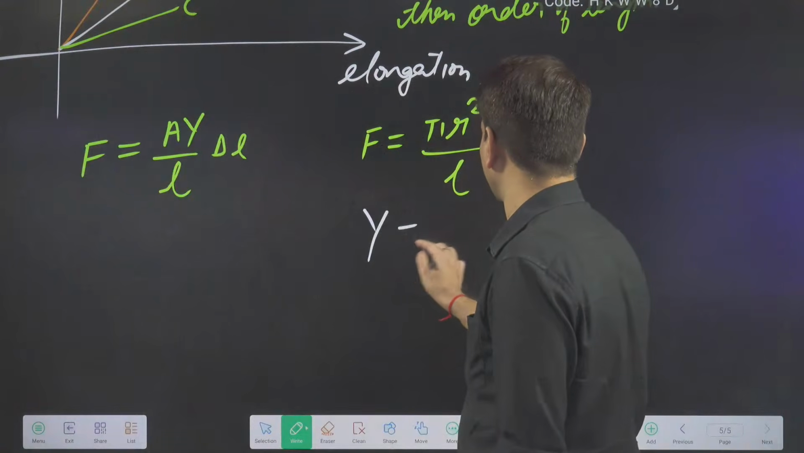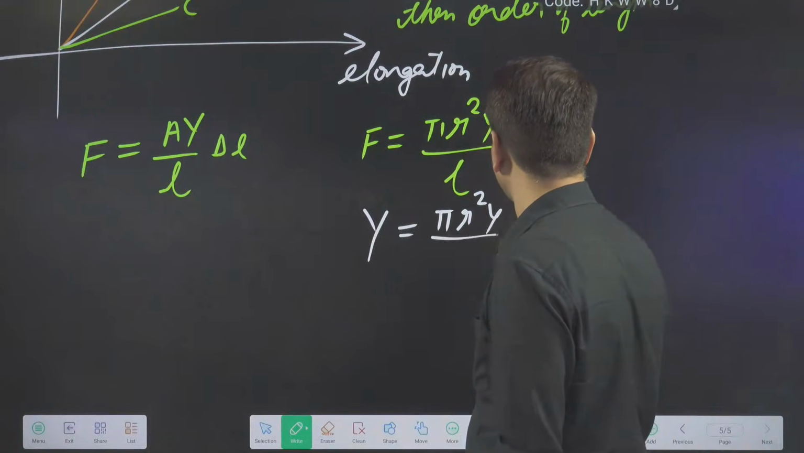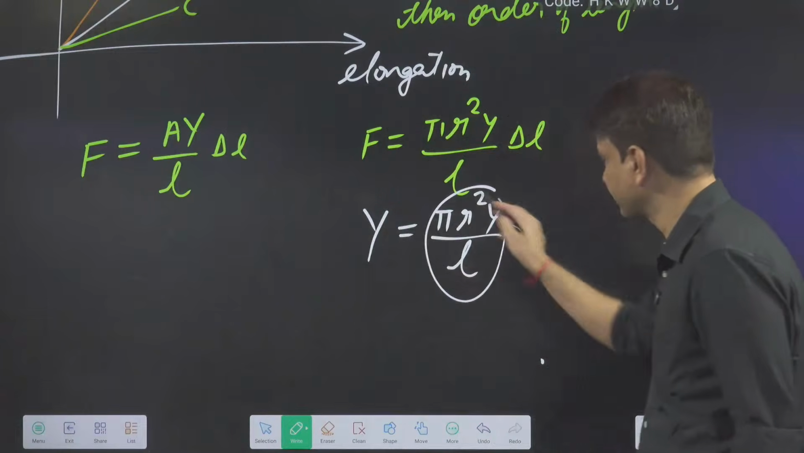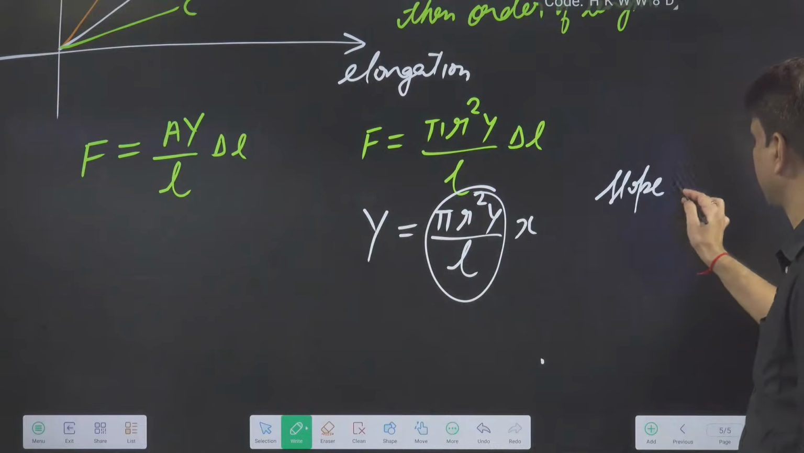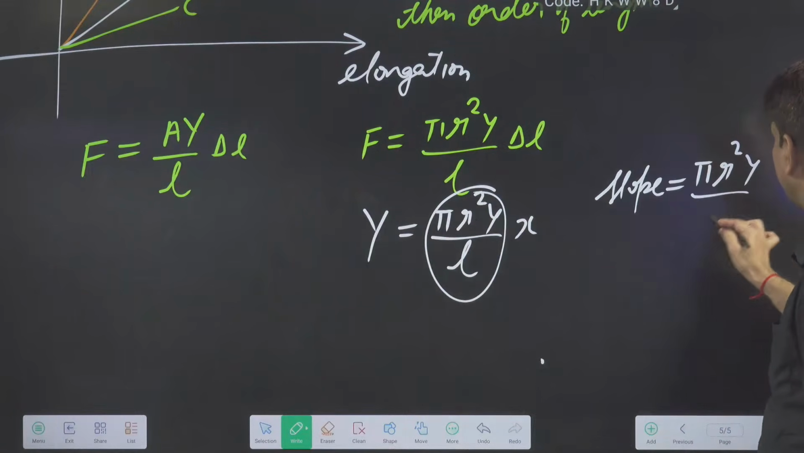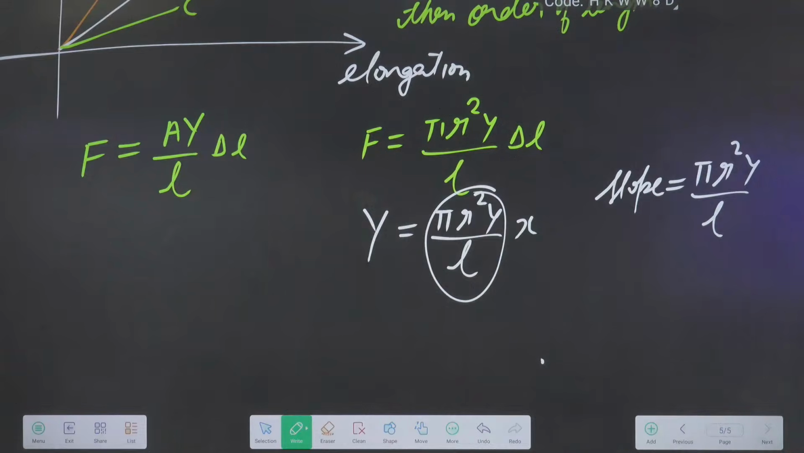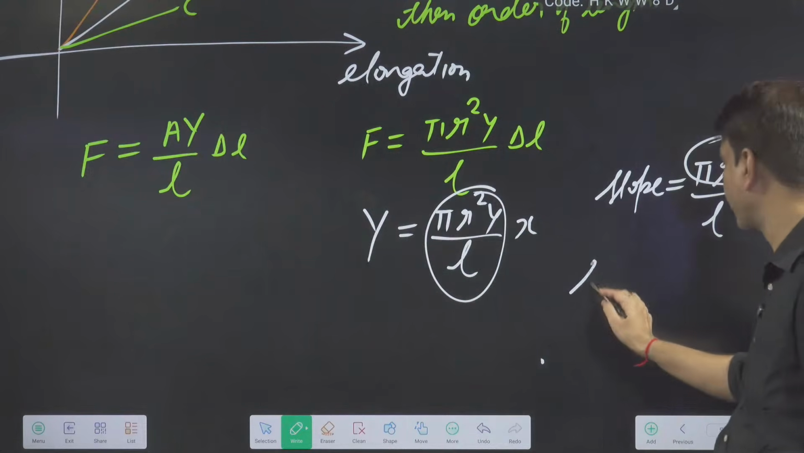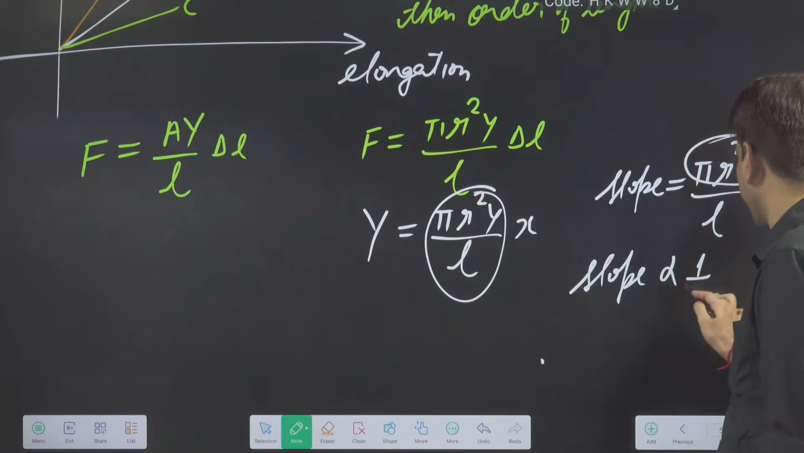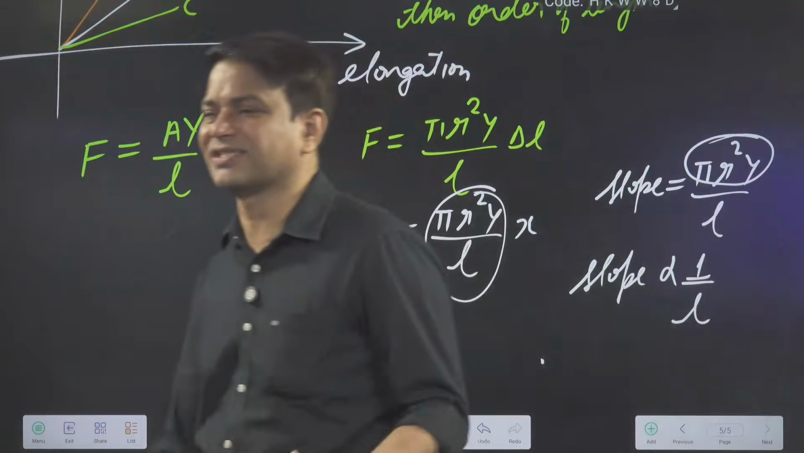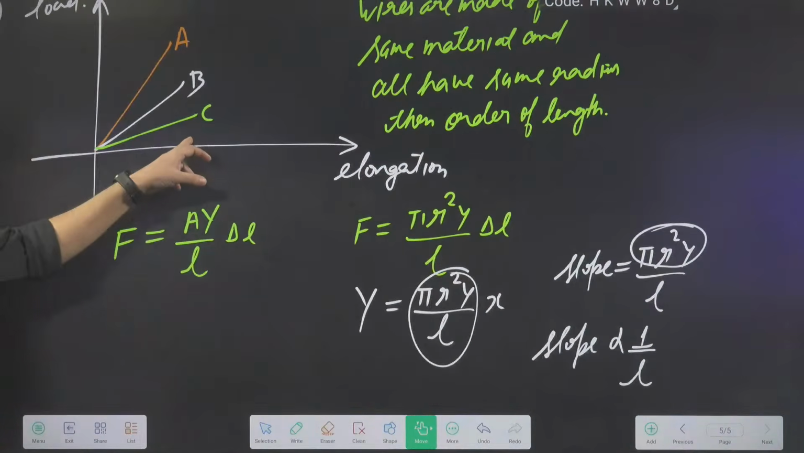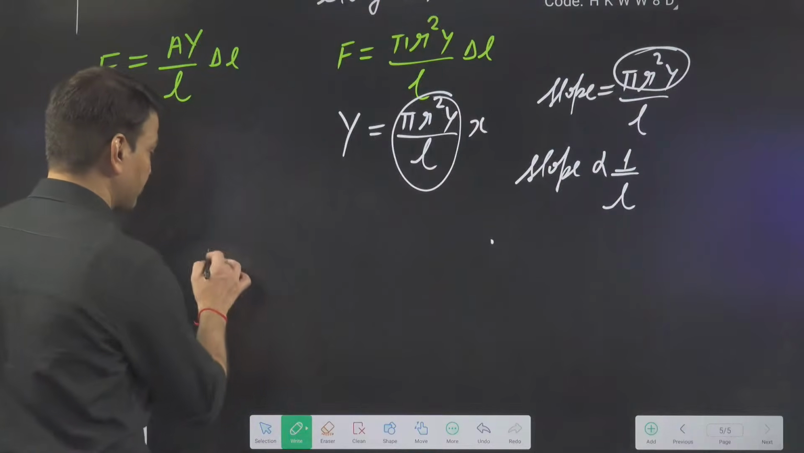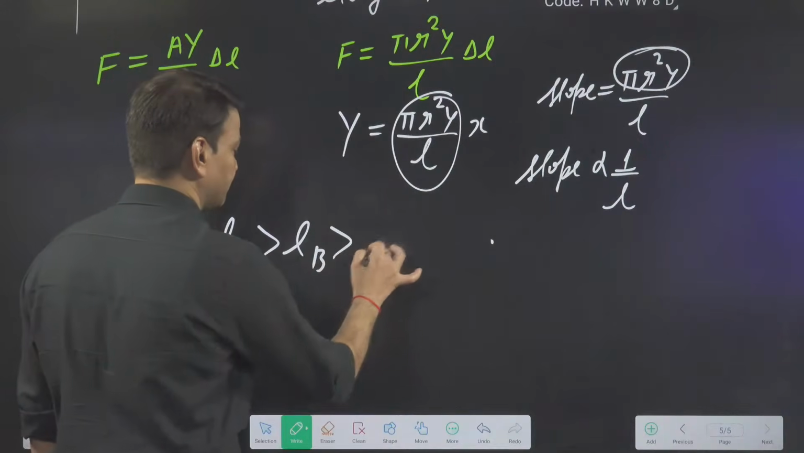Then y is equal to pi r square Y by L into x. Now in the place of slope, what we have? Slope is the pi r square Y by L. And radius I gave same, material I gave same, so numerator is same. Then I can say what? Slope is inversely proportional to L, which means whose slope is lesser, its length will be maximum. Okay, now what is our order? C slope is minimum, then C will be longest. So order of the length I can say LC greater than LB greater than LA.